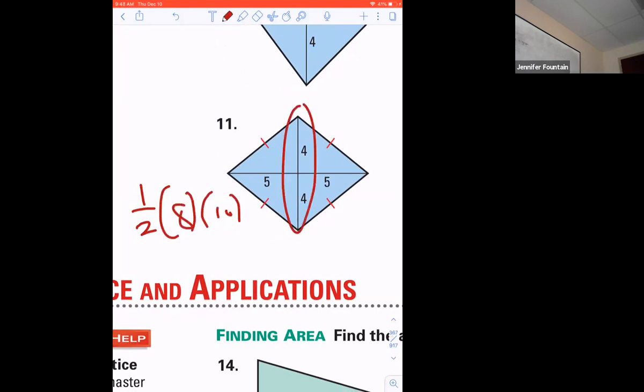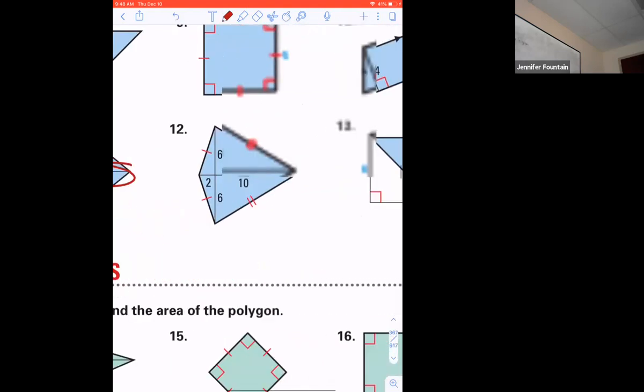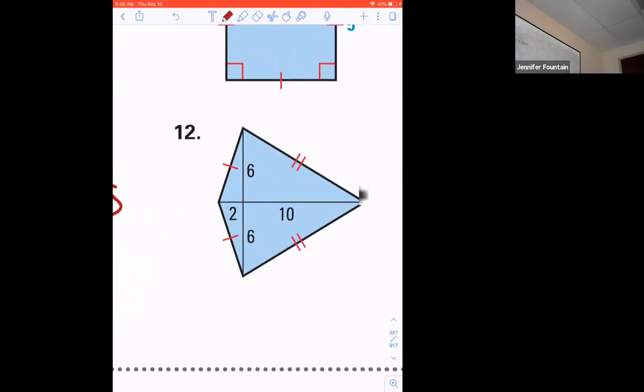Okay, so you've got to look at the total measure of each diagonal. 4 plus 4 is 8. 5 plus 5 is 10. So 1/2 times 8 times 10. 8 times 10 is 80. So half of 80 is 40. Or you could say half of 8 is 4 and 4 times 10 is 40. Either way. Number 12. What shape do I have? What is my formula?